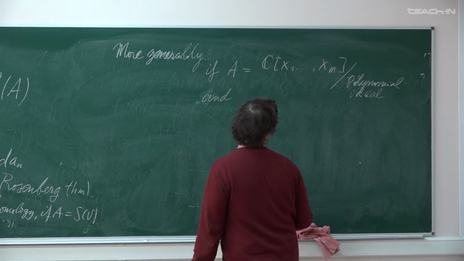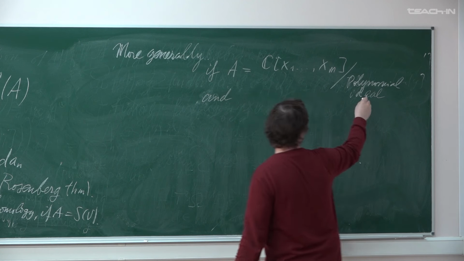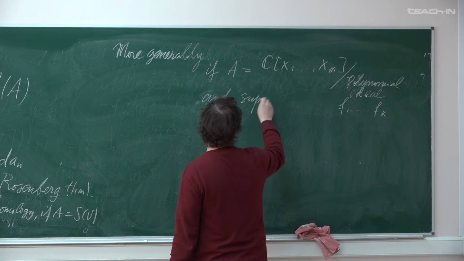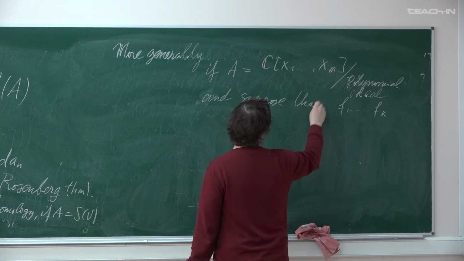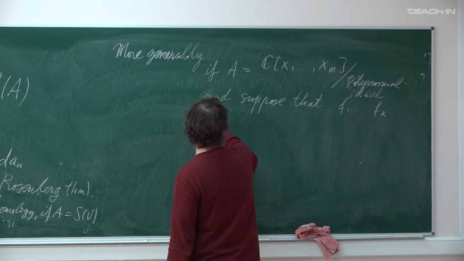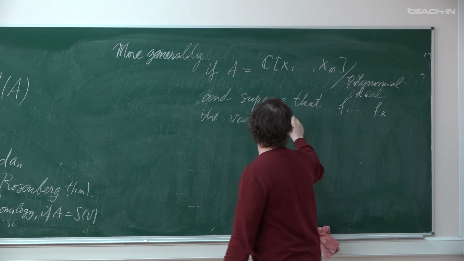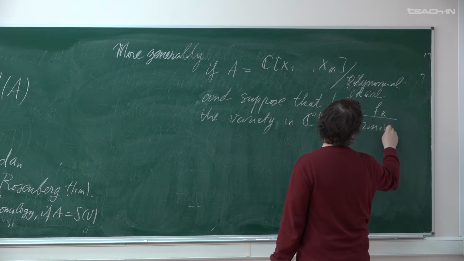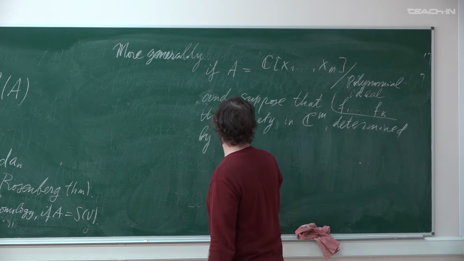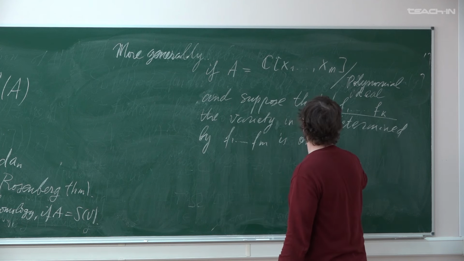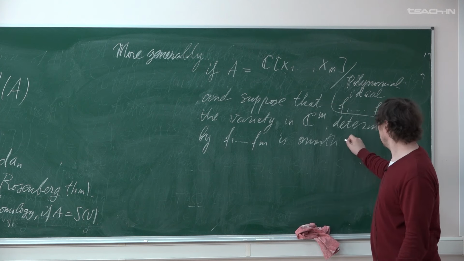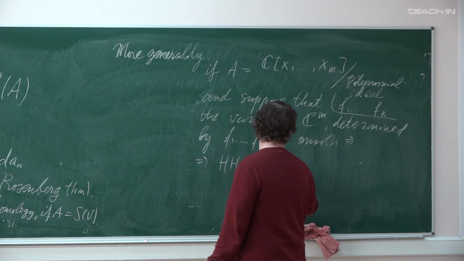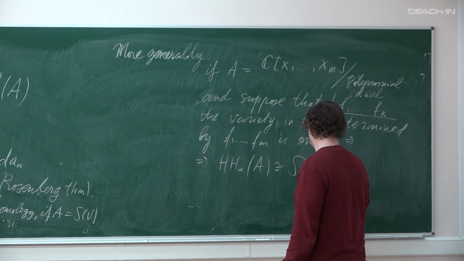And we also assume that, so let this be given by some polynomials f1 through fk. And suppose that the variety in Cm determined by these polynomials f1 through fk is smooth in the usual sense, then Hochschild homology of A will be isomorphic to the space of Kähler differential forms of A.